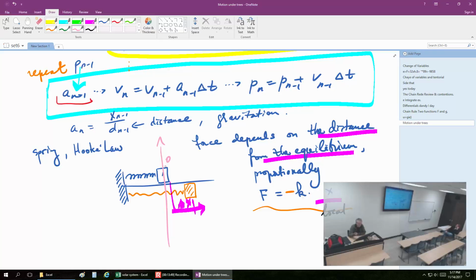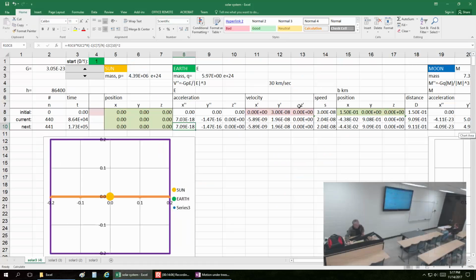Okay, and then the formula is much simpler than the gravitational. You just multiply by a constant. What that constant is really not important. But we are totally ready to carry it out with our spreadsheet. Okay, so I'm going to edit here.